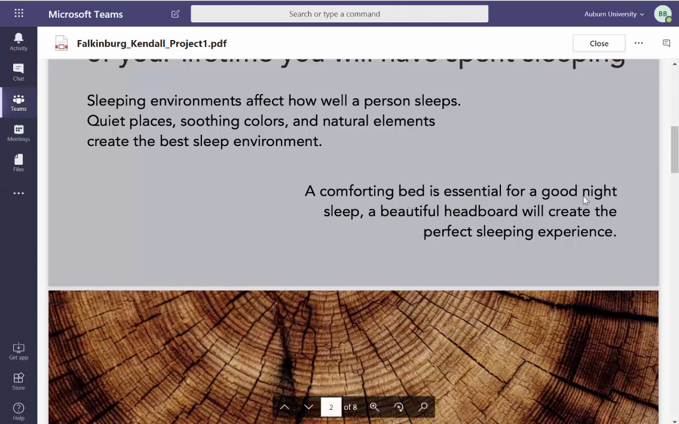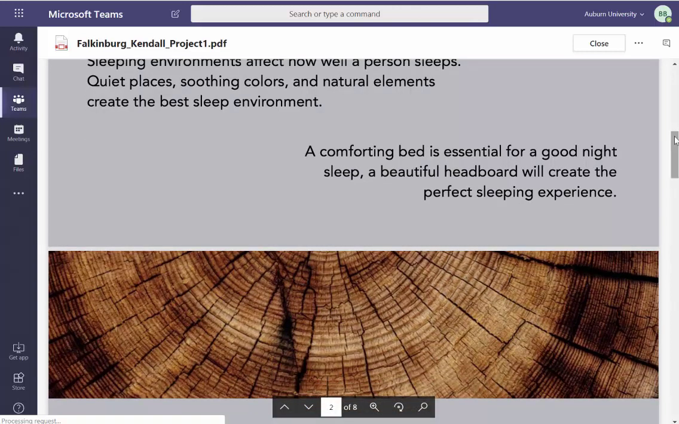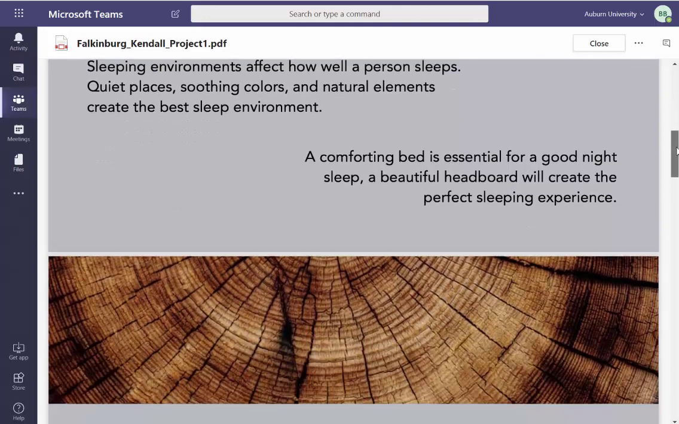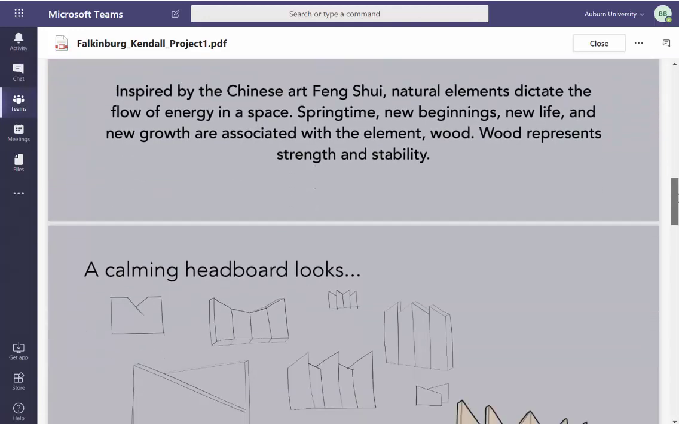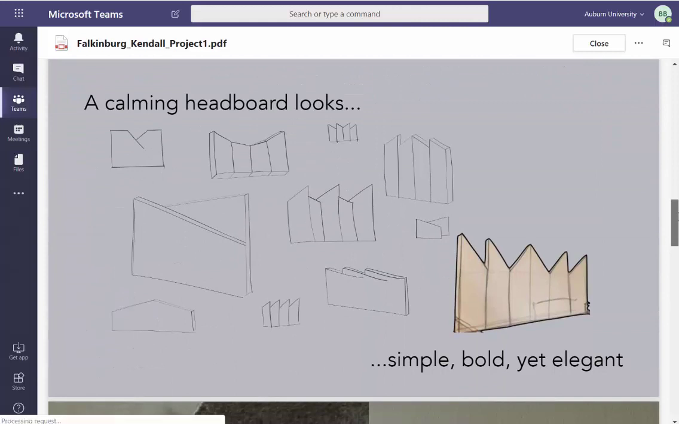Comforting bed is essential to good night's sleep. Yes. A beautiful headboard would create a perfect experience. I disagree. I feel like I went without a headboard for all of college and I slept pretty good because I was tired. So once again, I'm just trying to play devil's advocate and reinforce where it's coming from. If we're going back to design fundamentals, sharp angles are not calming.